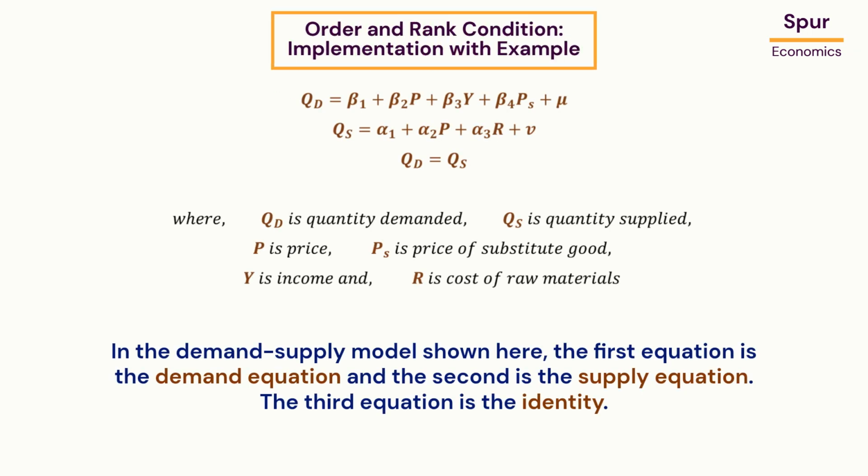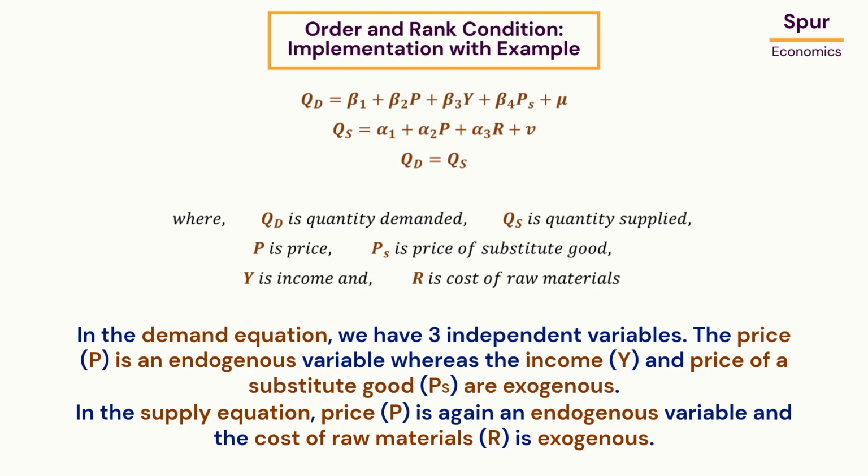In the demand-supply model shown here, the first equation is the demand equation and the second is the supply equation. The third equation is the identity. In the demand equation, we have three independent variables. The price is an endogenous variable, whereas the income and price of a substitute good are exogenous. In the supply equation, price is again an endogenous variable and the cost of raw materials is exogenous.